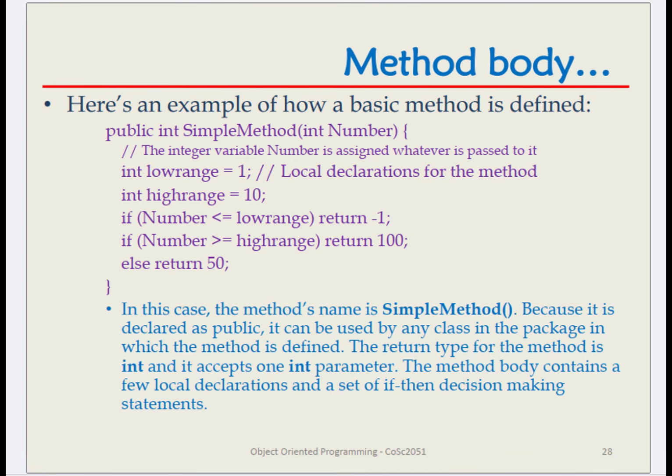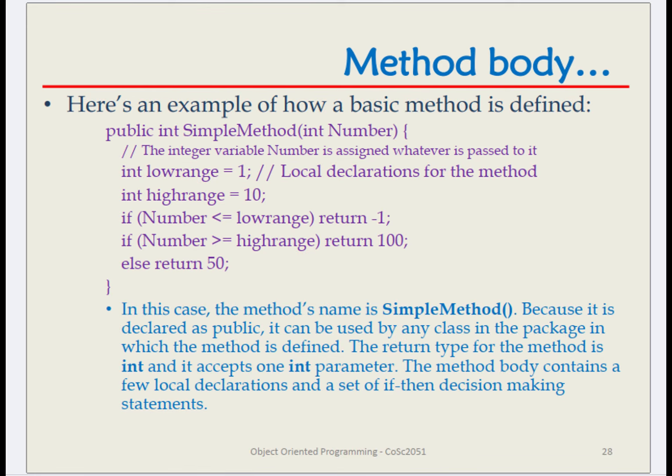Method body. Here's an example of how a basic method is defined. public int simpleMethod(int number) // the integer variable number is assigned whatever is passed to it. int low = 1; // local declarations for the method. int highRange = 10; if (number <= low) return 1; if (number >= highRange) return 100; else return 50.